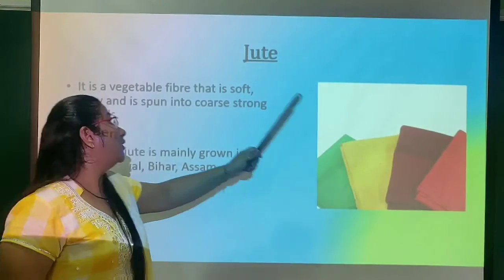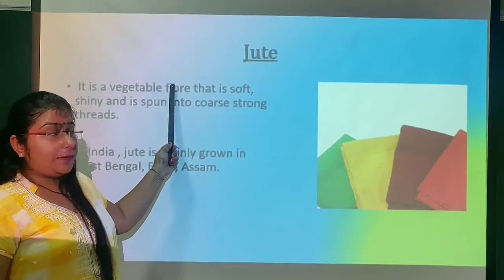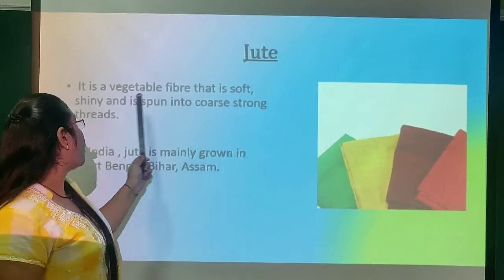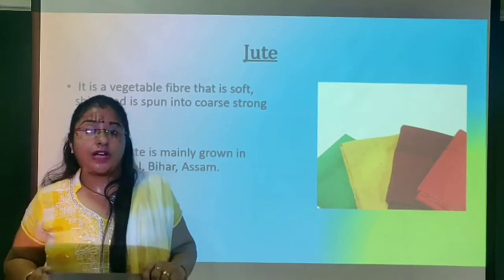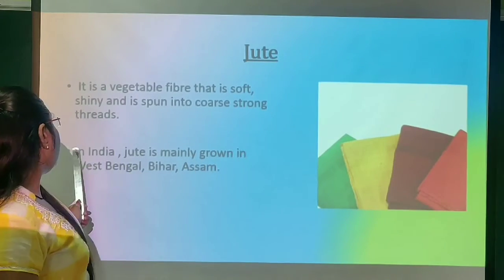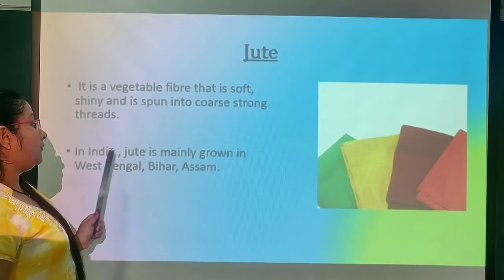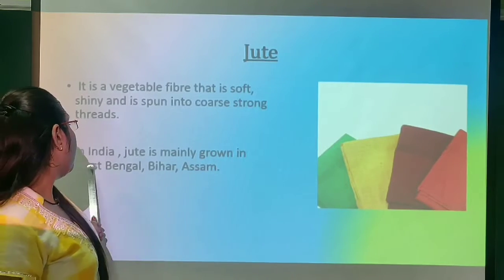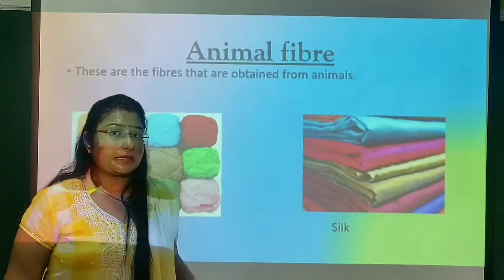This is a jute fiber. It is a vegetable fiber that is soft, shiny and is spun into strong threads. This is the strongest fiber. In India, jute is mainly grown in three states: West Bengal, Bihar and Assam.